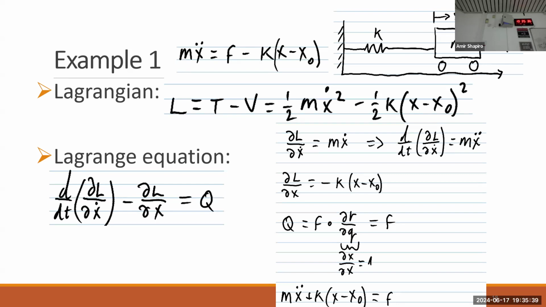And then we have the external force, Q. Q is the force times dr/dq. R is where the force is acting, which is x. So it's dx/dx, it's 1. So it's only the force. So we get the equation of motion. And this, surprisingly, is the same as the Newton equation of motion. But that was a very simple example, just to show you that this is working.